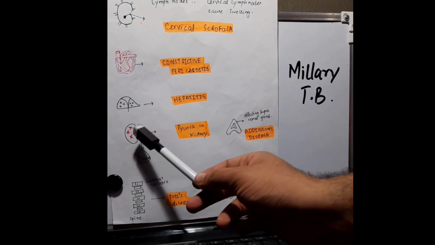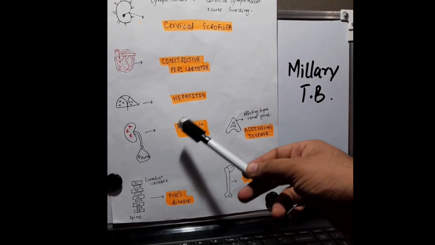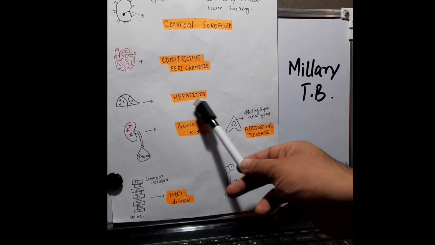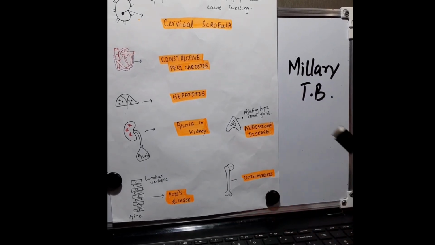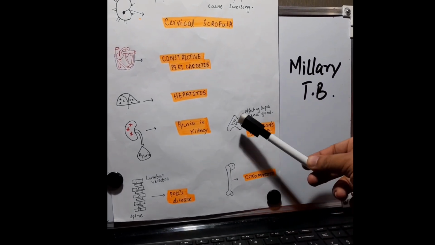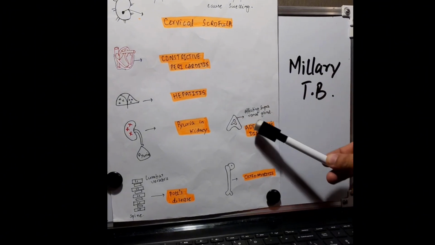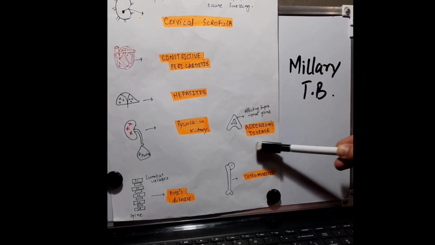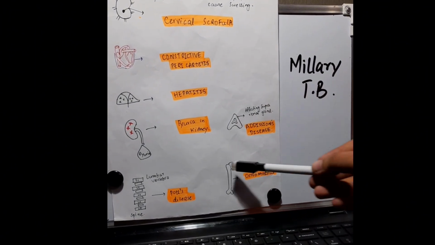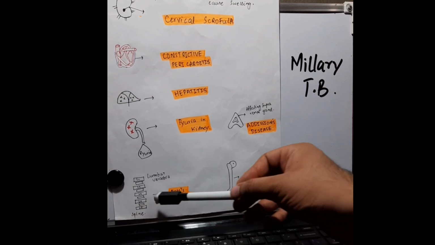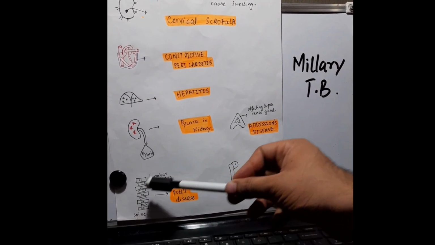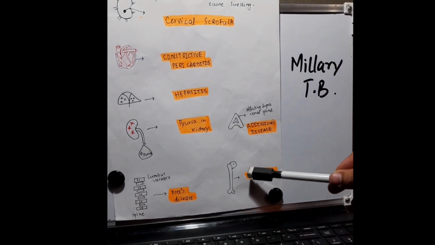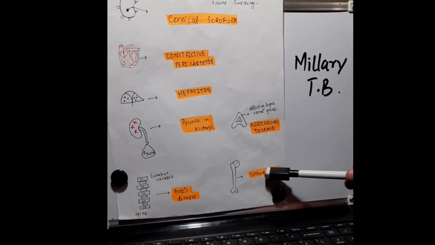It can go to the kidneys and cause pyelonephritis. Then the patients may have the symptom of pyuria, pus in the urine. It can go to the adrenal gland and cause Addison's disease, which is adrenal insufficiency. It can go to the vertebrae and cause Pott's disease or Pott's spine, which is spinal tuberculosis. And it can also go to the bones and cause osteomyelitis.